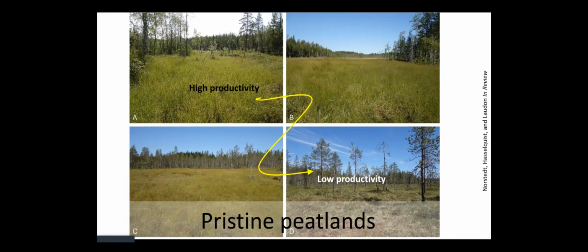Here are some examples of pristine peatlands of different productivity levels. They were used to different extents for haymaking, and all but the lowest productivity peatlands were harvested.